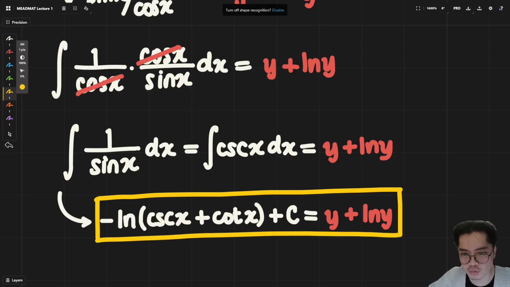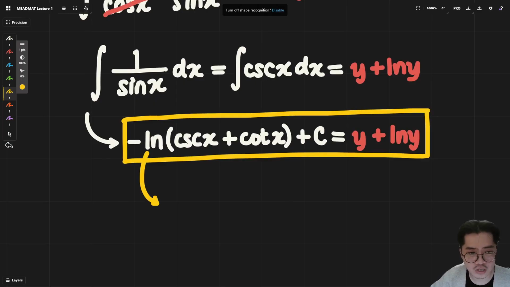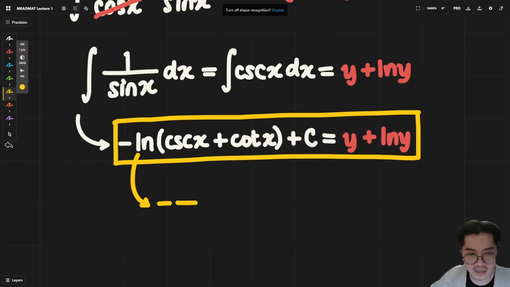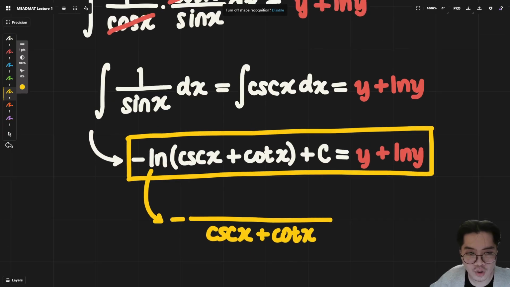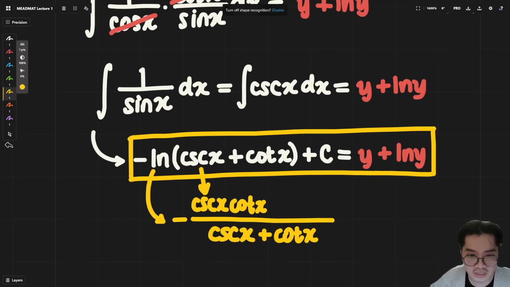I suppose we can do a little bit of checking. Let's just check this. So we will have a negative, and whenever you are deriving an ln, what you should do is put the original downstairs, and on the upstairs, derive it. So when you're deriving cosecant plus cotangent, what you get is negative cosecant cotangent, and then this one is also negative cosecant squared x.